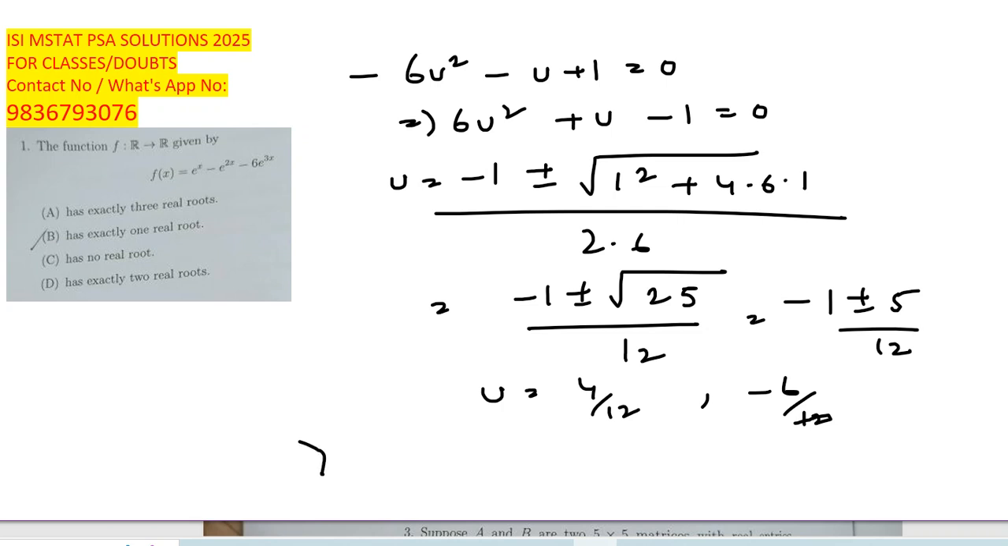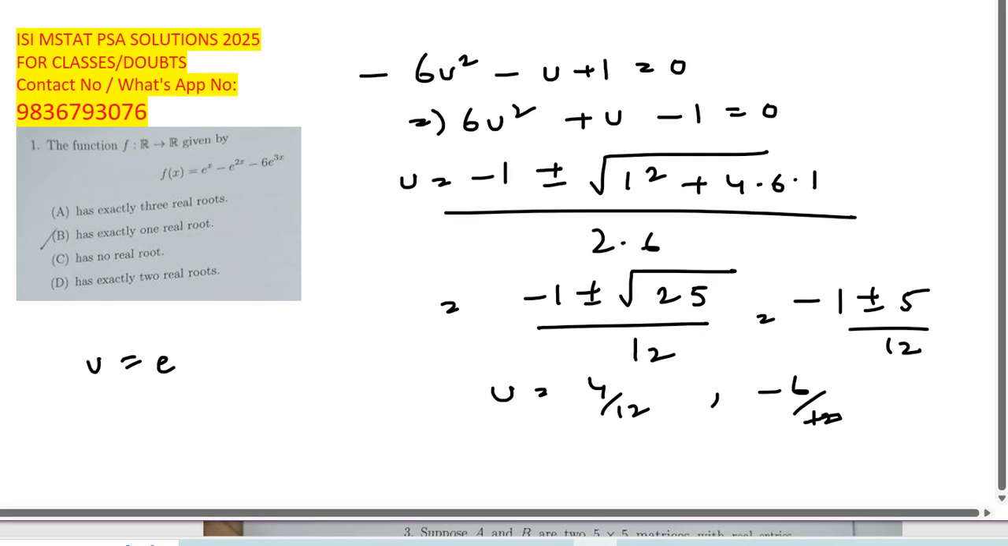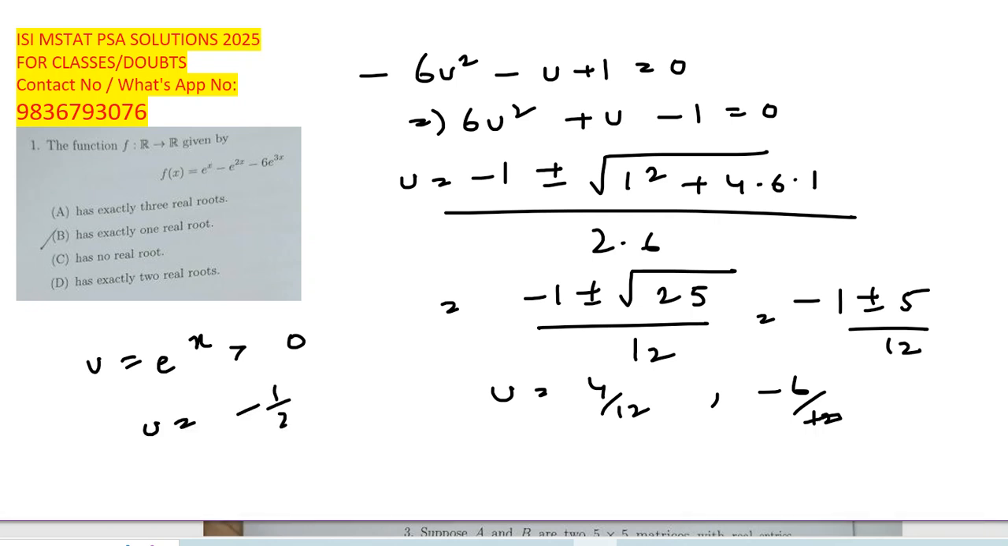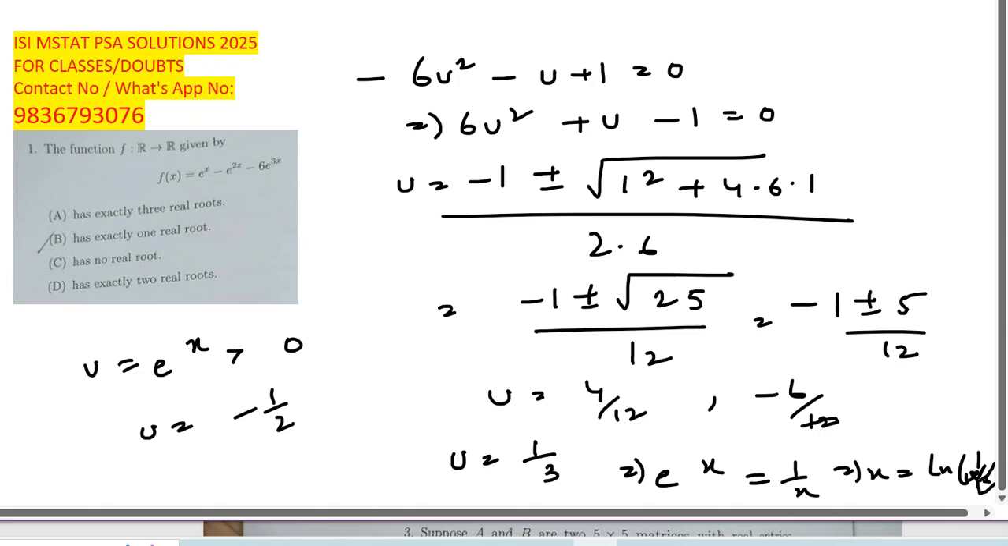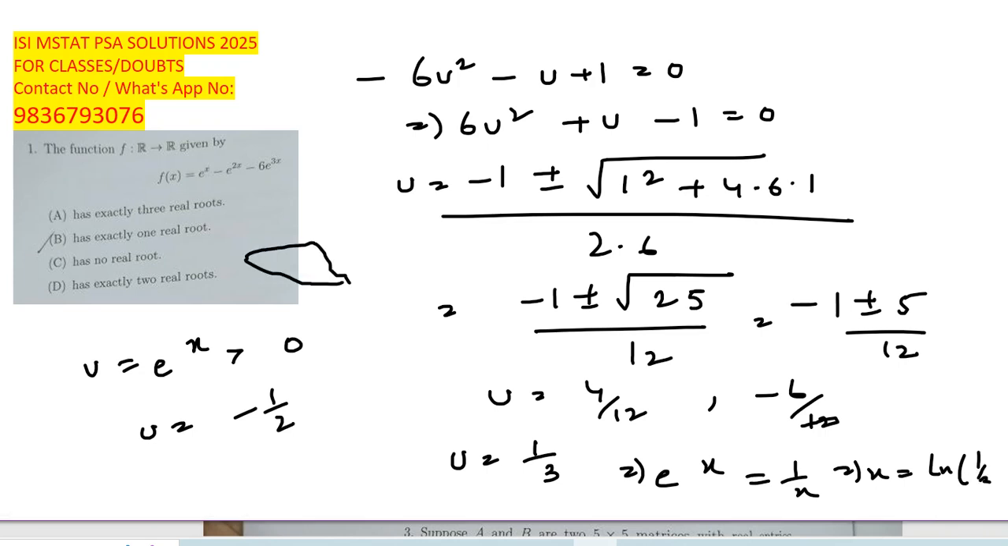Now since u equals e to the power x is greater than 0, u equal to minus 1 by 2 is not valid. So the only valid solution is u equal to 1 by 3. So e to the power x is 1 by 3, or x is equal to log of 1 by 3. So my answer will be: it has only one real root.